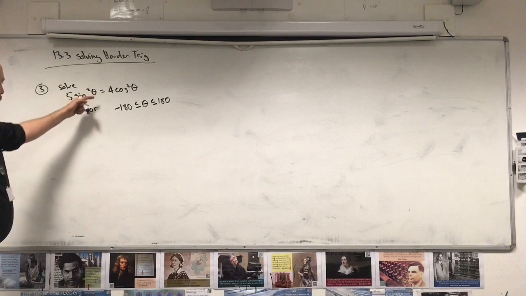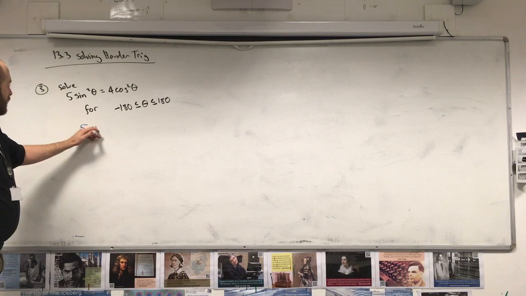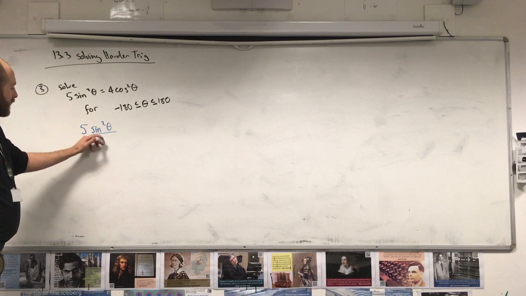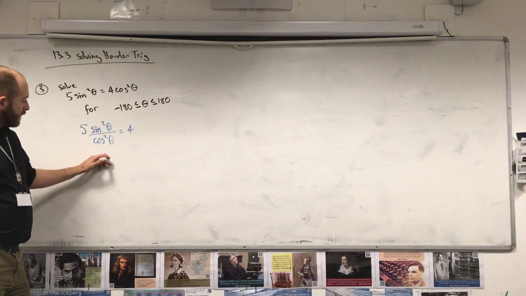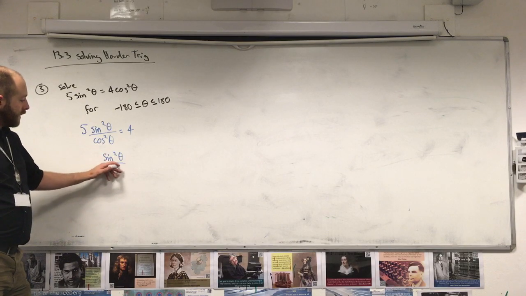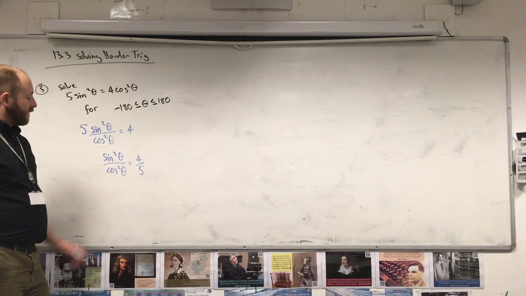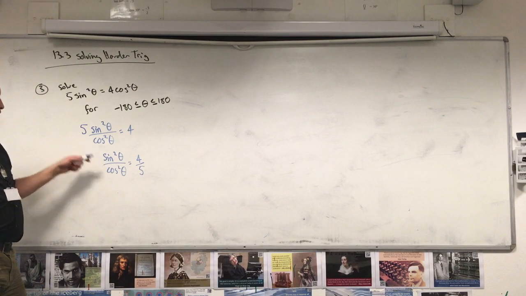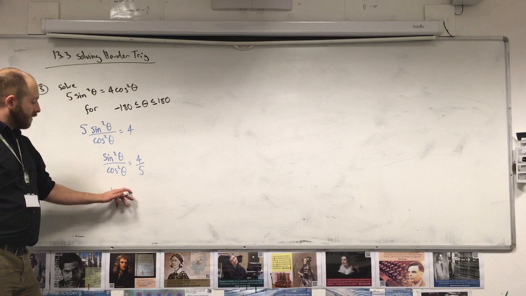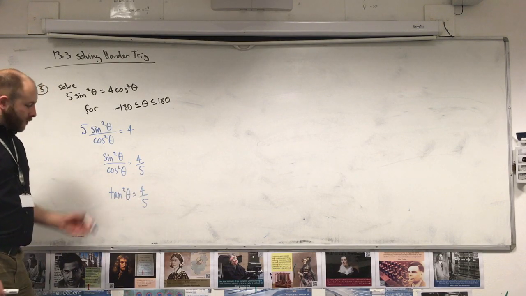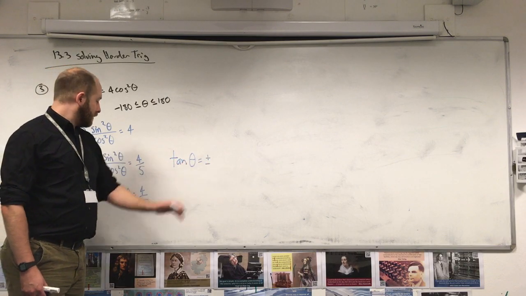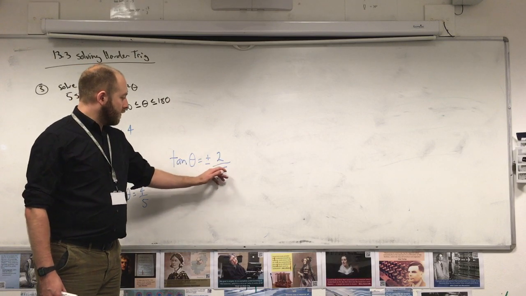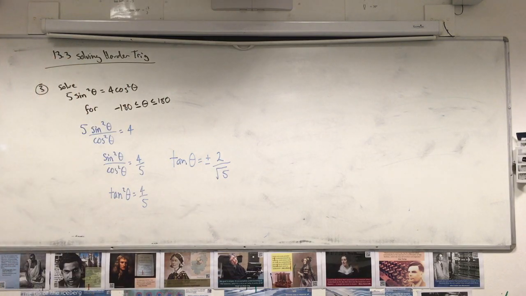So if I divide both sides by cos, I'll get 5 sine squared theta over cos squared theta equals 4. I can now divide both sides by 5, so I get sine squared over cos squared is 4/5. And sine over cos is tan, so sine squared over cos squared is going to be tan squared equaling 4/5. So if I square root both sides, we're going to get tan theta is plus or minus 2 over root 5. So now we've got to one trig, we can just plot this and try and solve it.